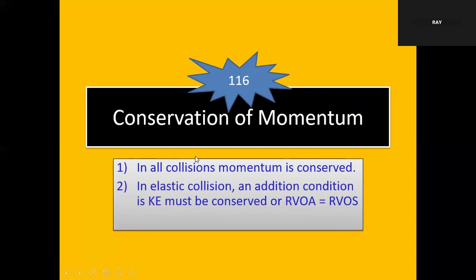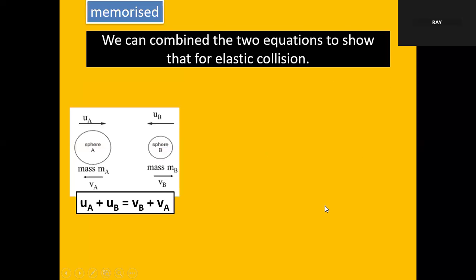Conservation of momentum. In all collisions, momentum is conserved. In elastic collision, kinetic energy is conserved. Don't use the word conserved. You should use kinetic energy initially equals kinetic energy finally, or relative velocity of approach equals relative velocity of separation.